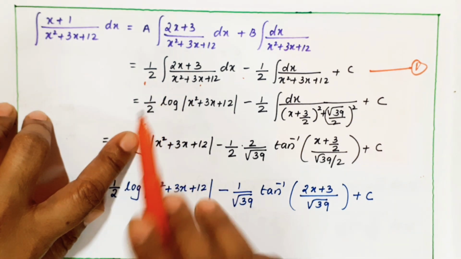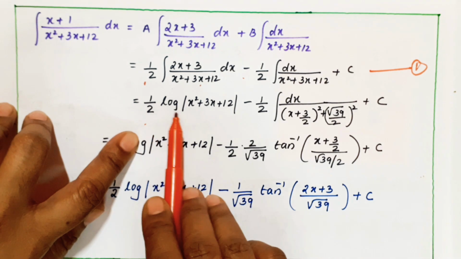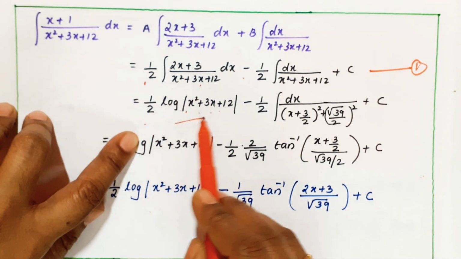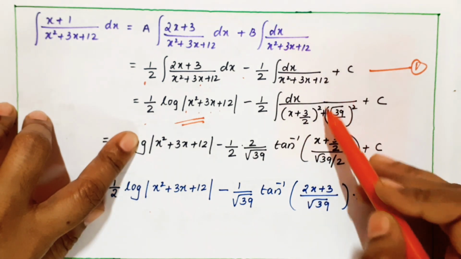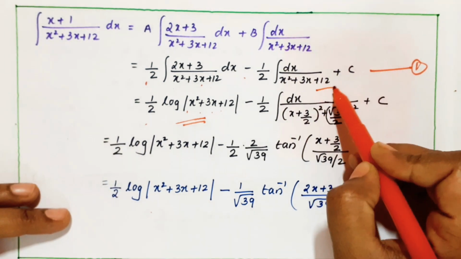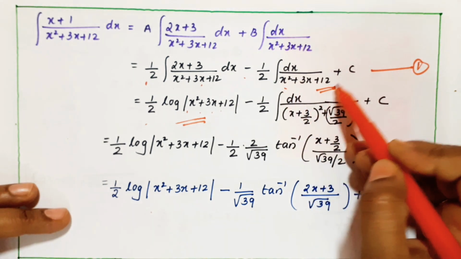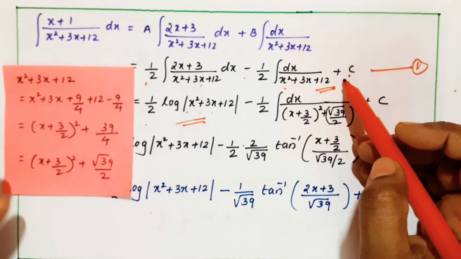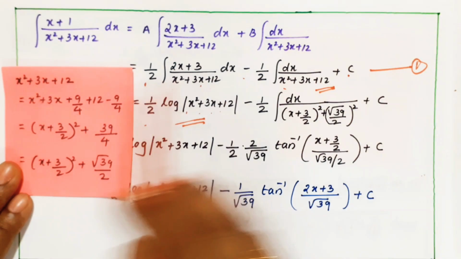So the first term is simple: half log of, what is the denominator? x square plus 3x plus 12. No problem. But the second term, if you see, again, the denominator, you check it: x square plus 3x plus 12. So what am I doing? I am following the same procedure we did before.